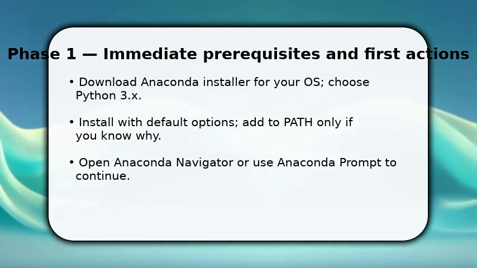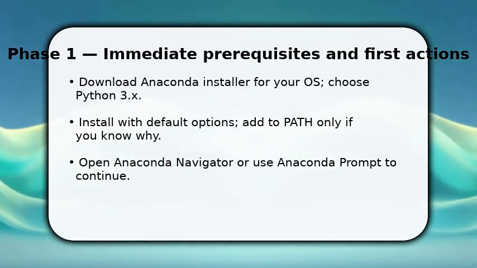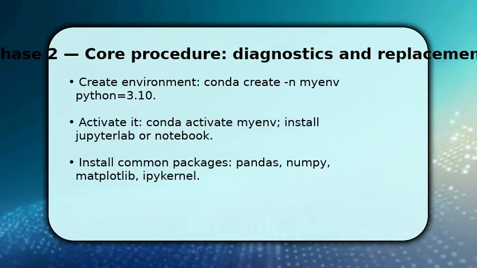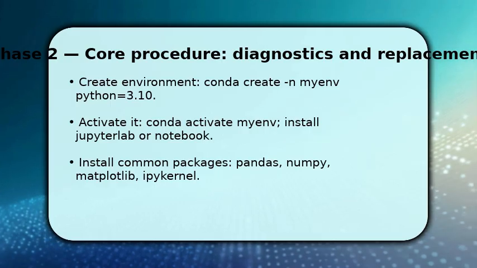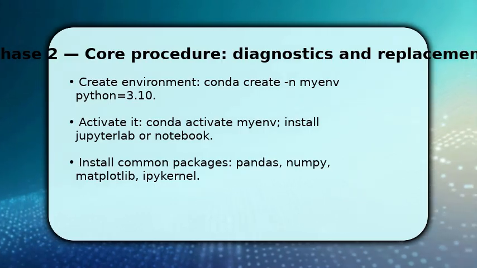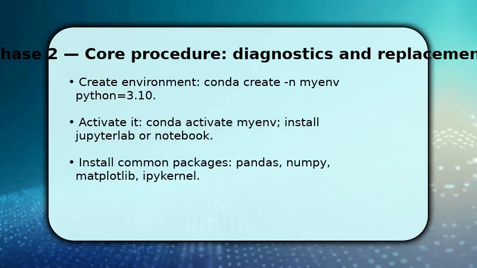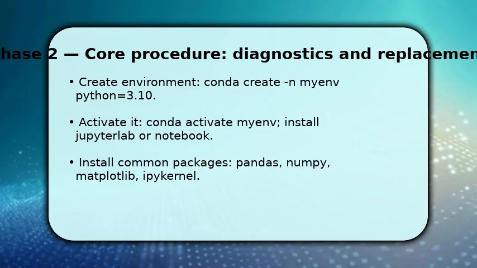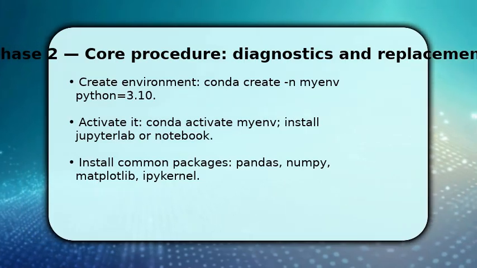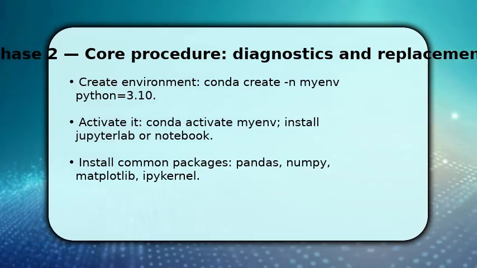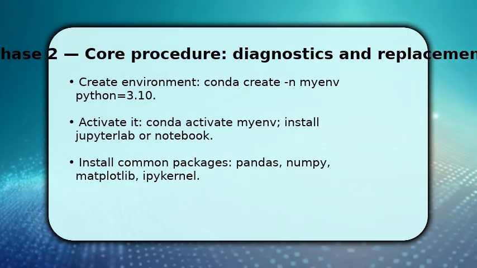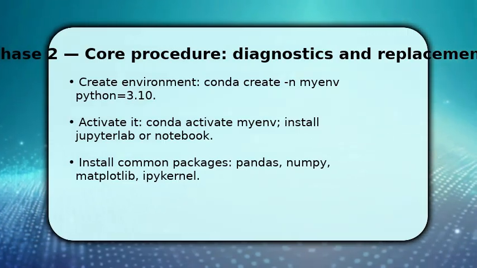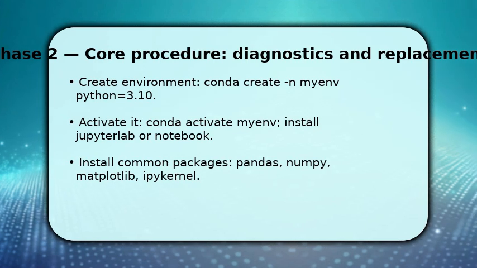You will now create and prepare an environment for your notebooks. Run conda create -n myenv python=3.10 to lock the interpreter. This prevents version conflicts. Once activated with conda activate myenv, install JupyterLab or Notebook so you can run sessions. Install packages like pandas, numpy, matplotlib, and ipykernel so code executes without missing imports. Then register the kernel: python -m ipykernel install --user --name myenv --display-name "Python (myenv)".